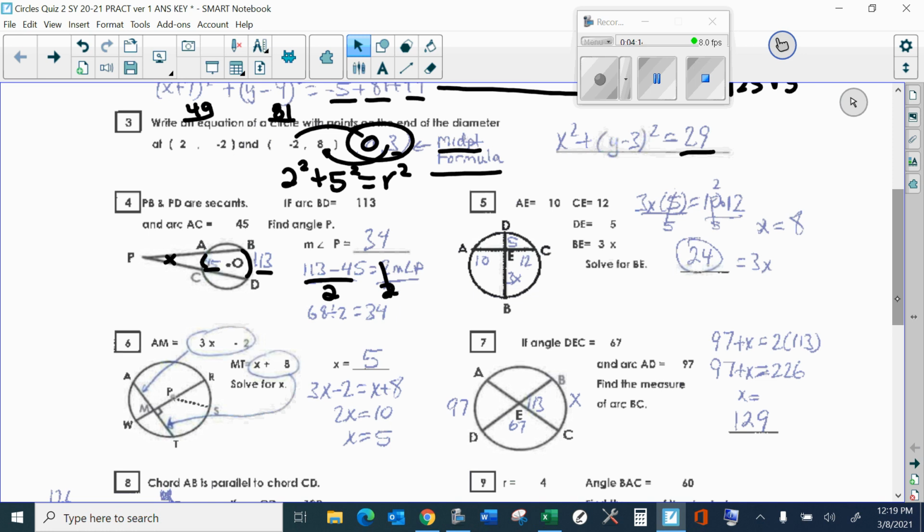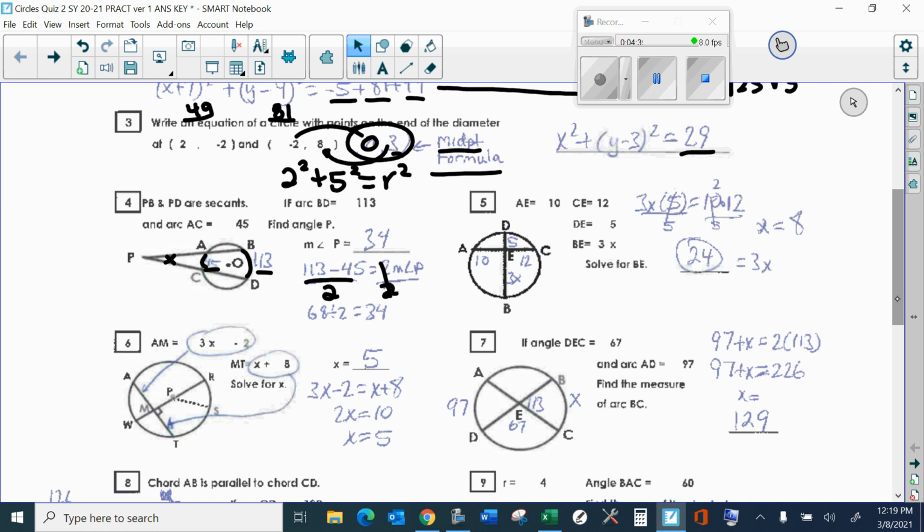And so 113 minus 45 is 68, divided by 2 is 34 degrees. Okay. So you say big arc minus little arc divided by 2 equals angle, or big arc minus little arc equals double the angle, or you can say outside arc minus inside arc if you don't want to say big arc minus little arc. Gotta have it memorized.